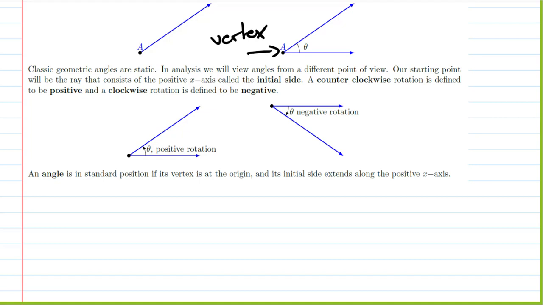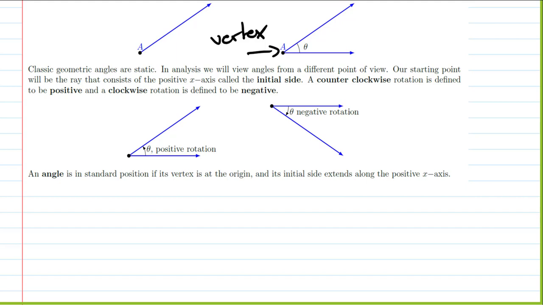So we will view angles in the following way. Our starting point will be the ray that consists of the positive x-axis, called the initial side. So in this case, our initial side is going to be here and here. And a counterclockwise rotation is considered positive. So when we're talking about angles in trigonometry, if we move in a counterclockwise direction from the positive x-axis, we will consider that to be a positive angle. If we move in the clockwise direction from a ray, we would consider that to be a negative rotation.